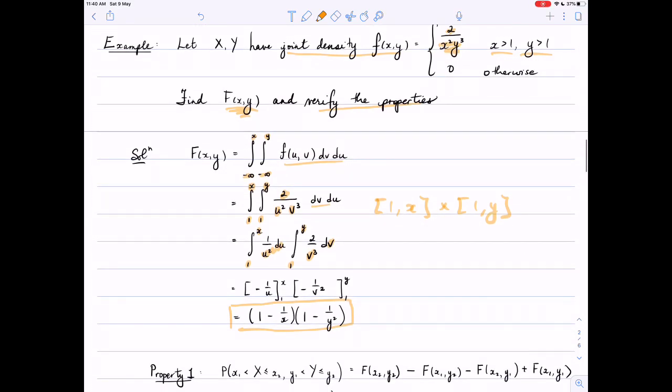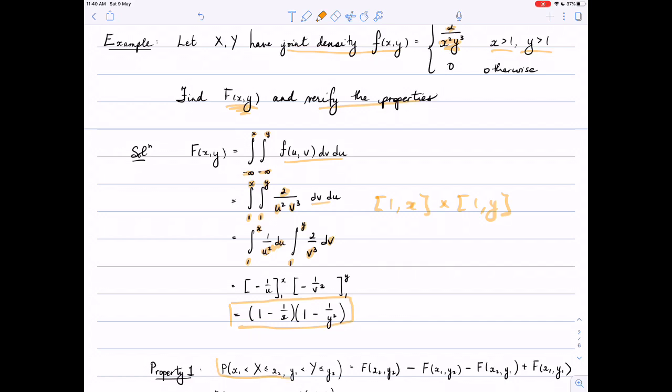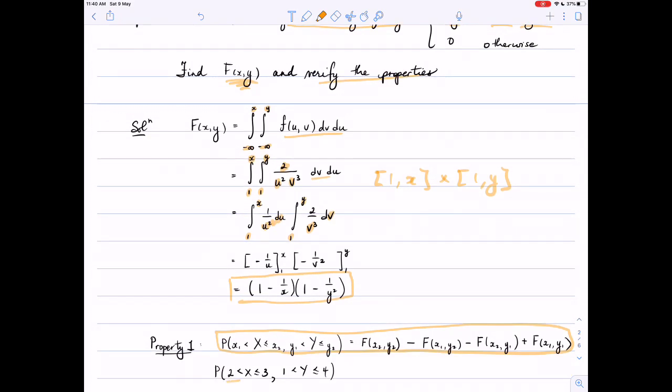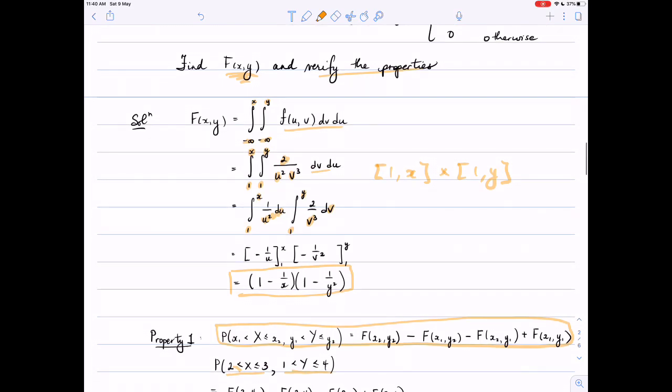Now property number one was this formula, this zany formula where you're subtracting regions and adding them back in again. So let us use that to find the probability that 2 is less than x less than or equal to 3. Actually, it doesn't matter for a continuous variable whether the equal sign is there or not. Obviously, that does matter for a discrete one. And 1 is less than y less than or equal to 4.